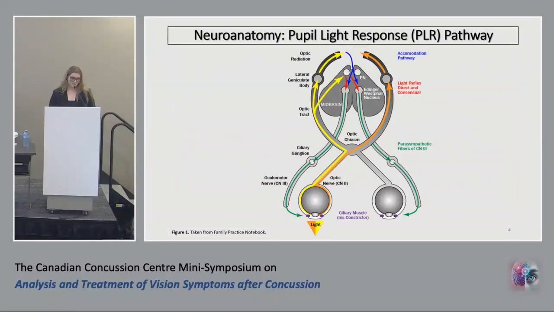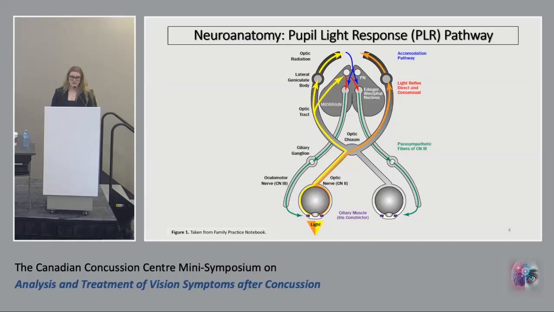So first, I'm going to start with some neuroanatomy. As mentioned earlier, the eyes and the brain, the vision system is up to 40% of the brain. But during fetal development, actually, the eyes are developed from the ectoderm. So in other words, the eyes are actually developed from the brain. And so this pathway here has to do with the pupil light response. And I just want to show the complexity of our visual system.